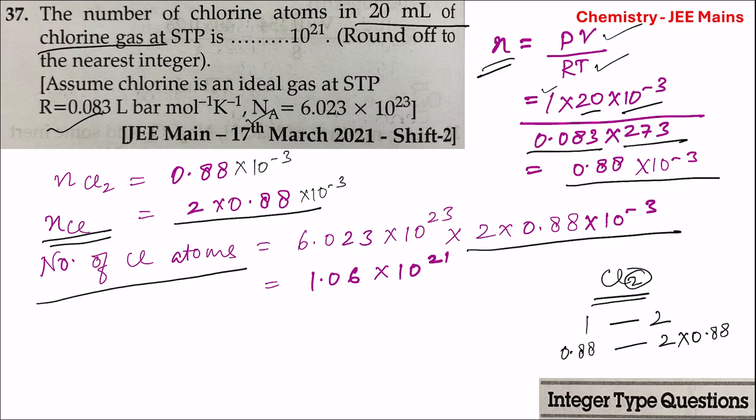Into 10 to the power minus 3, as the number of moles of chlorine molecules is 0.88 into 10 to the power minus 3. So number of chlorine atoms will be equal to moles of chlorine atom, that is 2 into 0.88 into 10 to the power minus 3 multiplied by Avogadro's number. Solving, number of chlorine atoms is 1.06 into 10 to the power 21. So here the answer will be 1.06 into 10 to the power 21.